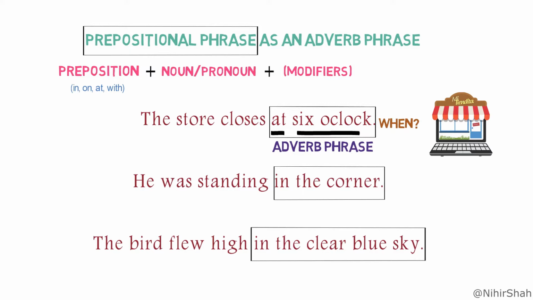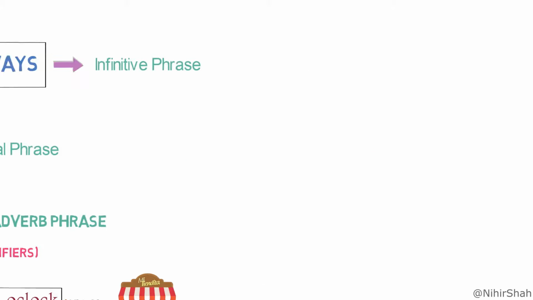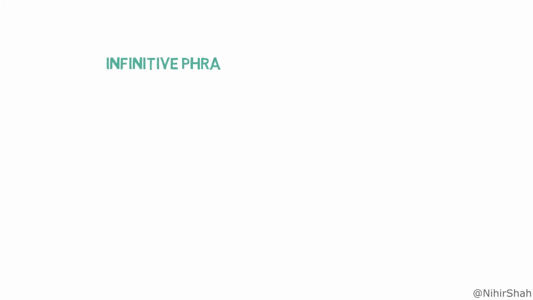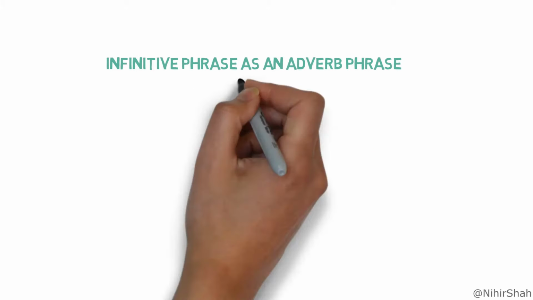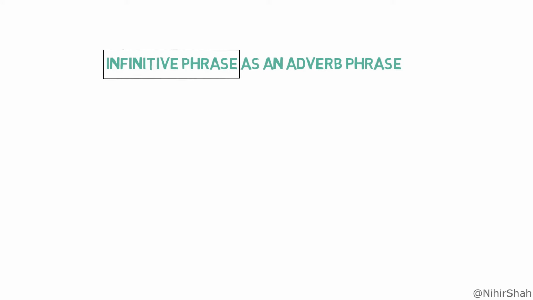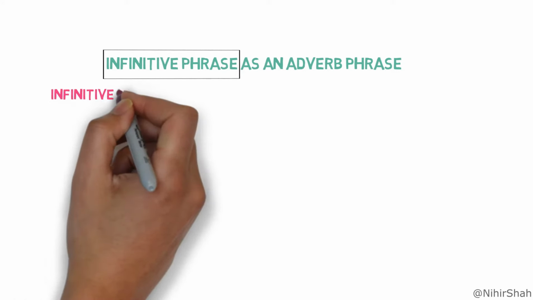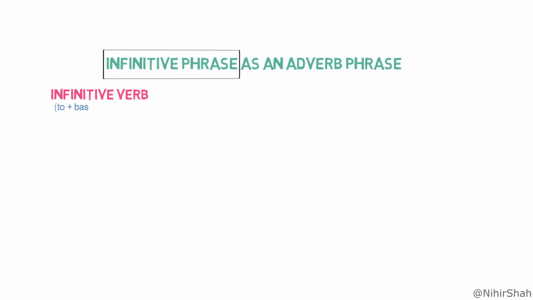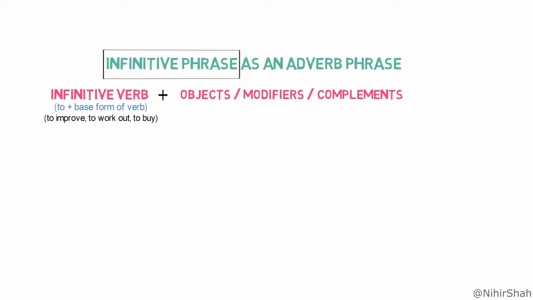Now, let's look into the third way of using an adverb phrase. Number 3. Infinitive phrase used as an adverb phrase. An infinitive phrase is a group of words that begins with an infinitive verb which is to plus base form of a verb. For example, to improve, to work out, to buy, and may include objects, modifiers, or complements.